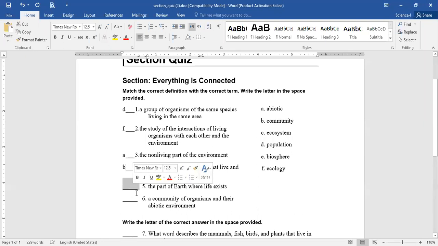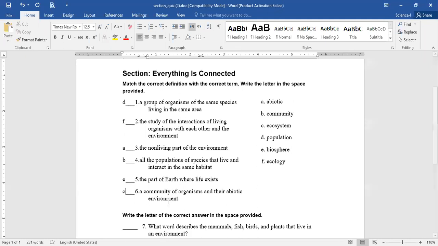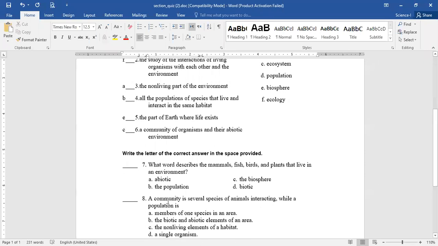So like this, we can say ecosystem because ecosystem must include abiotic and biotic factors. So question number 5, the part of the earth where life exists. Okay, Diplina, E. Biosphere. Good. So number 6 is going to be the ecosystem. If you look at the difference between question 4 and question 6, in question 6 he said a community of organisms and their abiotic environment. So it includes the populations, the living organisms, and the abiotic factors. That's why we choose ecosystem. Is it clear, guys? Yes. So write the letter of the correct answer here.